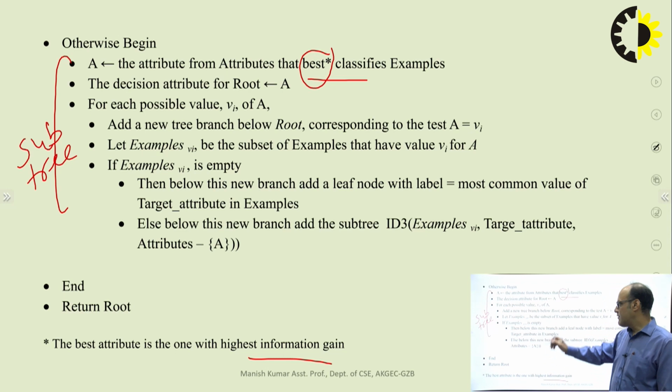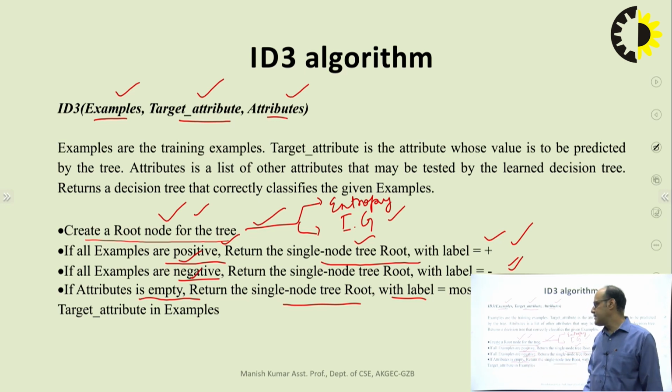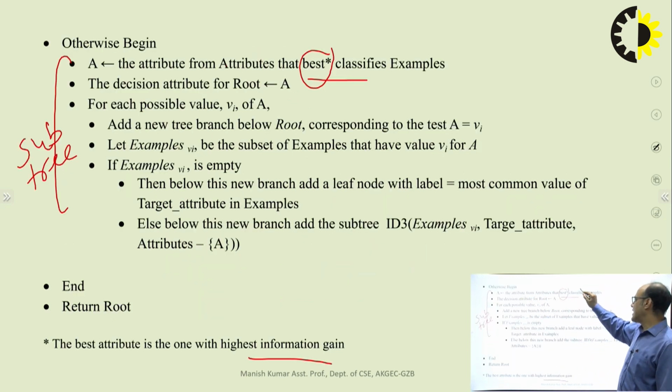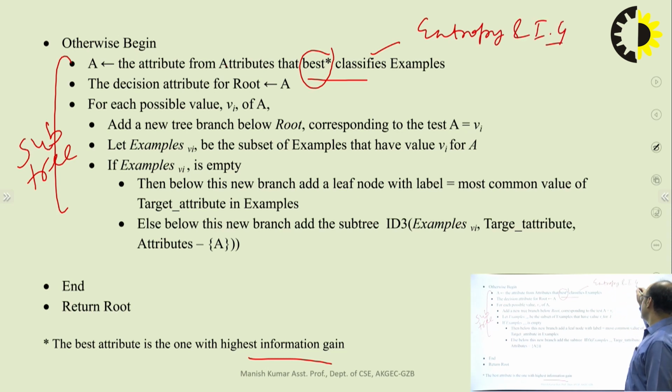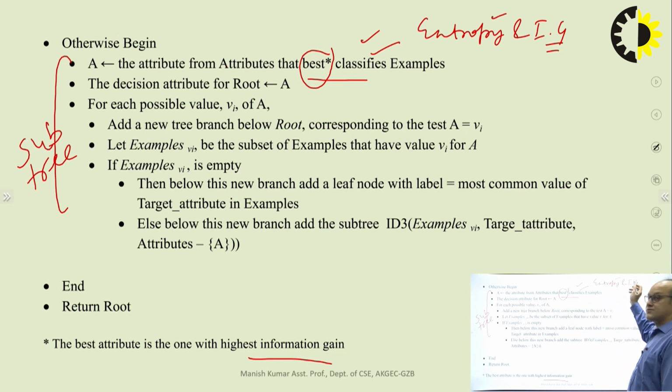Otherwise, meaning not all positive, not all negative, and not empty, what will we do? We will begin by finding the best classifier. How are we going to find the best classifier? By finding the entropy and information gain. The attribute having the highest information gain will be chosen as the best classifier. Then we will insert that best classifier as the root node. We will repeat this for each and every attribute, finding these two values. Firstly entropy, because for calculating the information gain we need to calculate the entropy, right? And we will repeat this for each example.